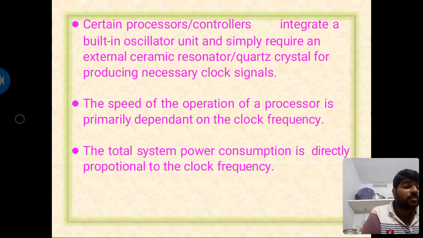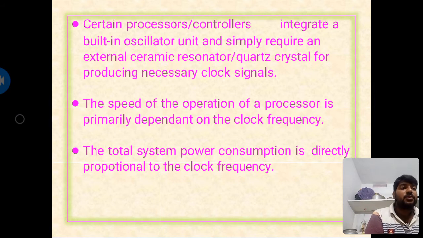The logic circuit in the processor sets an upper threshold level for the clock frequency. That is the most important thing: the upper threshold of the processing, beyond which the system becomes unstable. The accuracy of the clock signal decides the execution of the program.